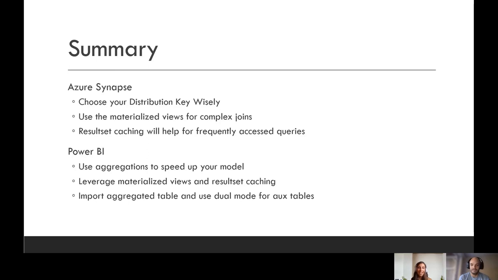Yeah, and in Power BI, always use aggregations to speed up your model by having the data already pre-aggregated. That is going to really simplify the queries that are being sent. Then, of course, when you're connecting to Synapse, make sure to leverage materialized views and result set caching to make the performance even faster when connecting with direct query. And the final touch is to make it even faster by importing the aggregated table and to use import or dual mode for any tables that are going to be used to filter our aggregated table. Okay, awesome. Which means if we do all these things, we might be able to get lightning performance for all our queries and all our reports.